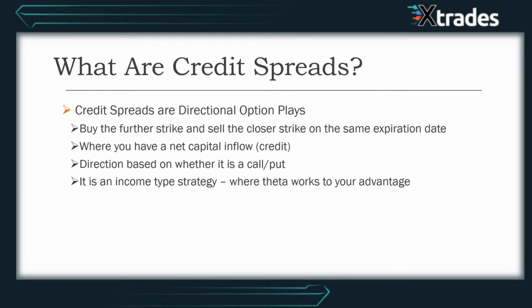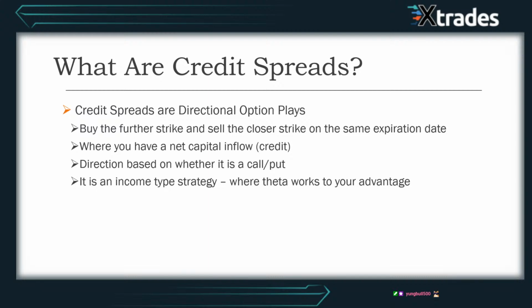So in order to do a credit spread, let me read this. I'm not sure if I even fixed the slide. You buy the further strike and you sell the closer strike on the same expiration date. Yep, that is correct, so I did change that. So you have a net capital inflow, because the closer strike is always going to be worth more, since there's a higher probability of that closer strike going in the money. So when you sell the closer strike, you're selling it for more than you buy the further strike, and therefore you will have a net capital inflow, or a credit.